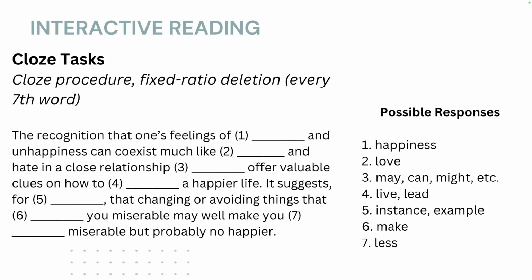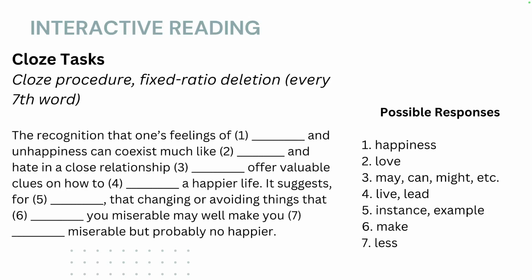Okay. Valuable clues on how to. Now, I wrote live because I thought, oh, that's easily the best answer. We'll find out later. Actually, live is not the correct answer. It's lead. Okay. It suggests, for instance, for example. And of course, there are more choices. And then number 6, avoiding things that you probably make. This, for me, seems quite obvious, but there may be another word there. Make you miserable may well make you less miserable, but probably no happier. Okay, so I think probably those are, for me, the choices.